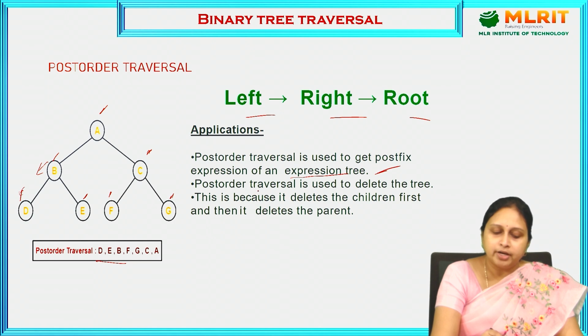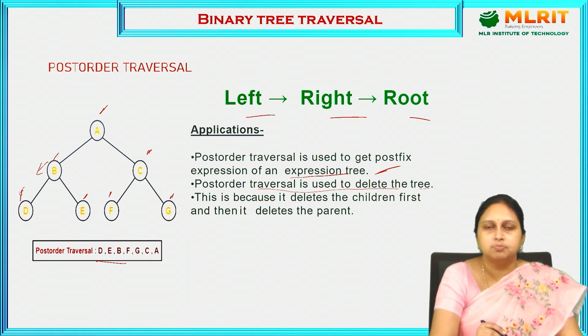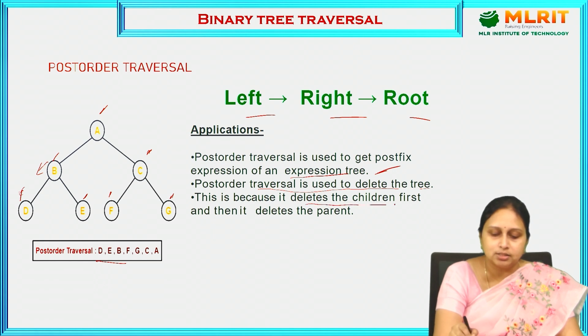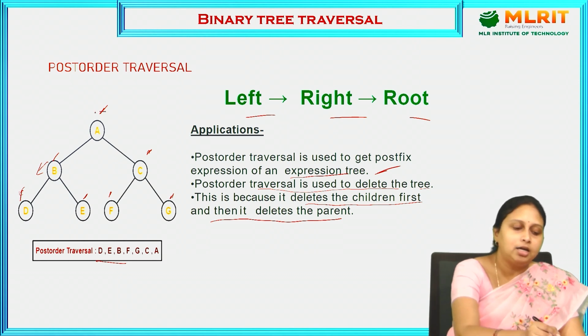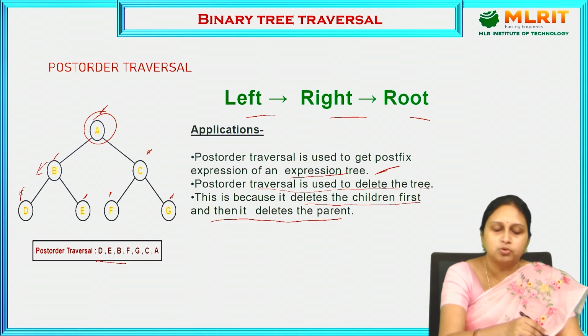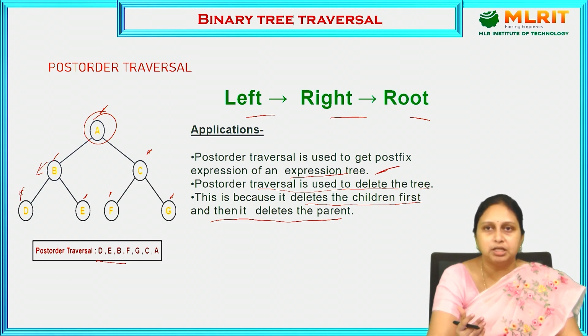And where you are going to use this, post-order traversal is used to delete the tree. That is, the post-order traversal is mainly used for deleting the tree. For that purpose, we are going to use post-order traversals. This is because it deletes the children first and then it deletes the parent. When I want to completely delete the nodes in the tree, in that particular case, I can't directly delete my root node. Whatever children are present to it, first those have to be deleted. Then only I can delete the complete tree.